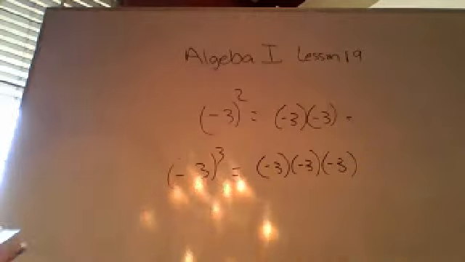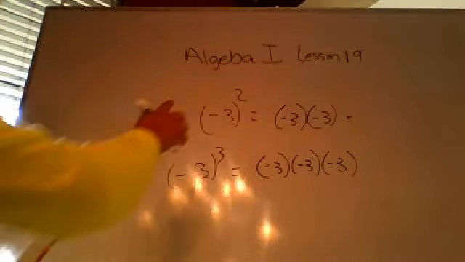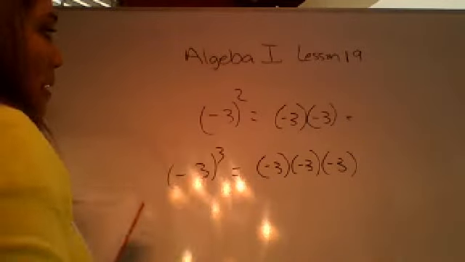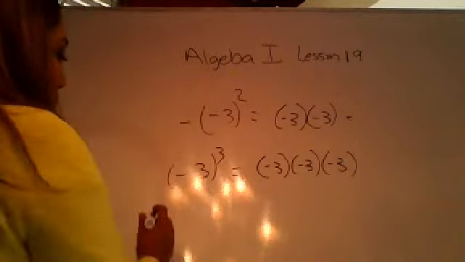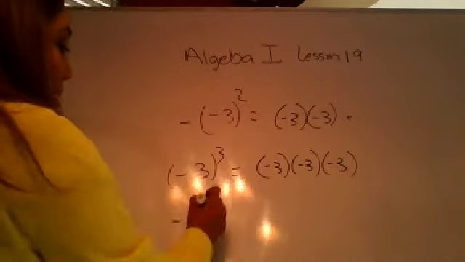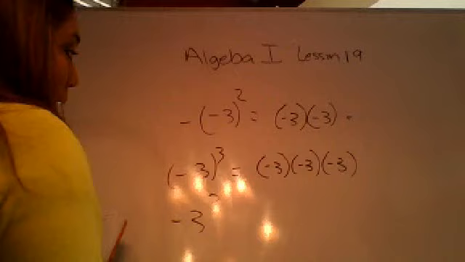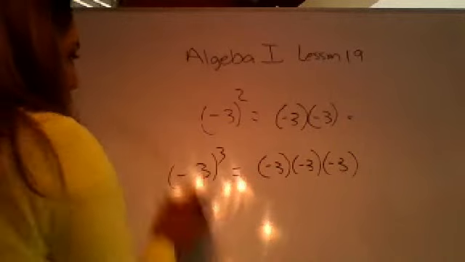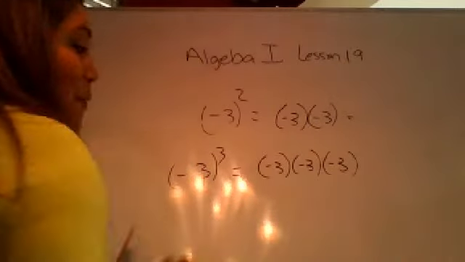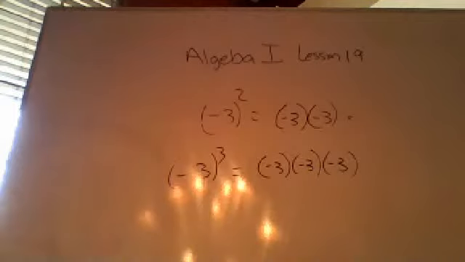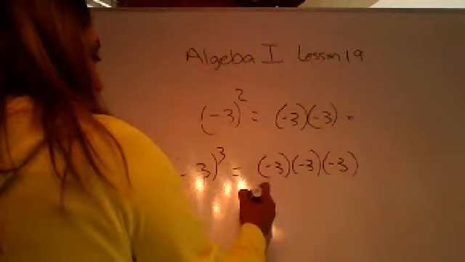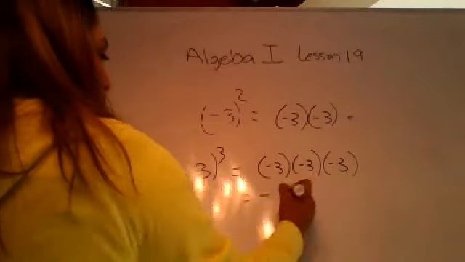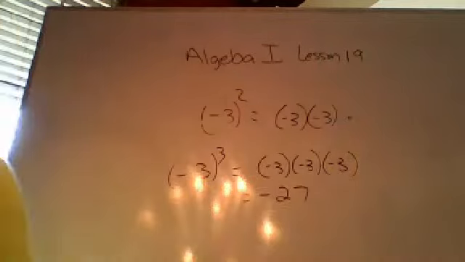Because that negative is inside the parentheses, it's also raised to the power. If it was outside the parentheses, or without the parentheses, then this does not get raised to that power. So now you have 3 negatives multiplied by each other. And we learned earlier that if you have an odd number of negatives multiplied by each other, you're going to get a negative number. So we know the answer to be negative, and 3 times 3 times 3 is 27.